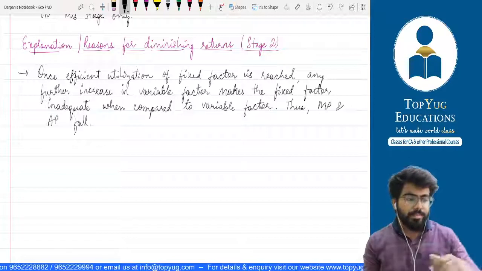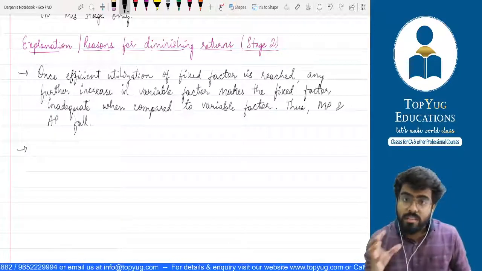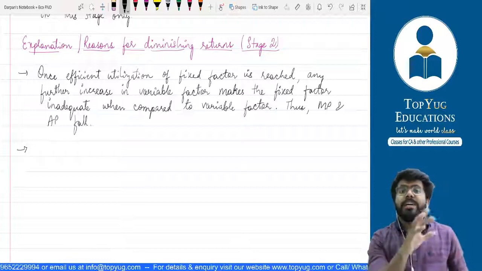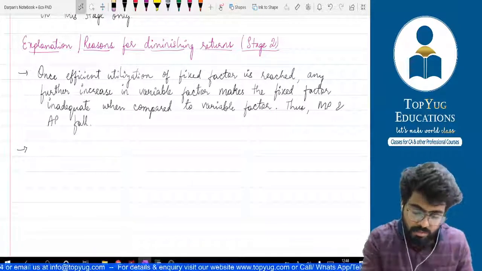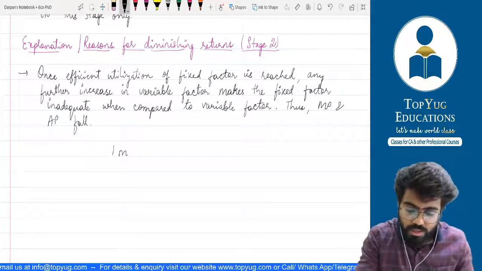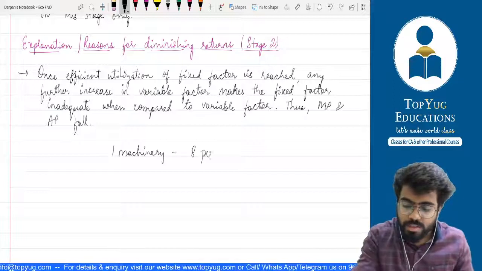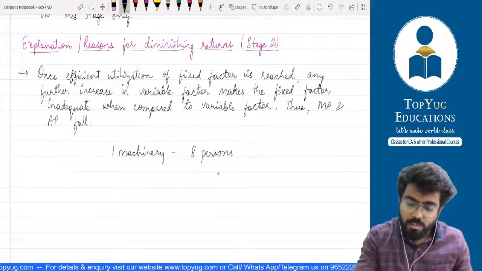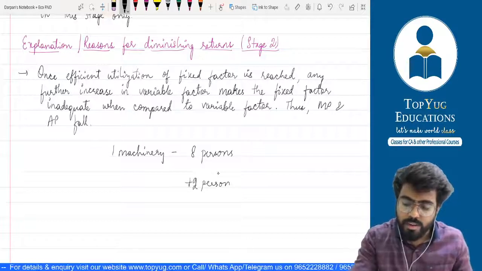MP and AP fall. Now why is this happening? This is also again related to indivisibility, right? One machinery required 8 persons, but let's say 2 more persons were added.